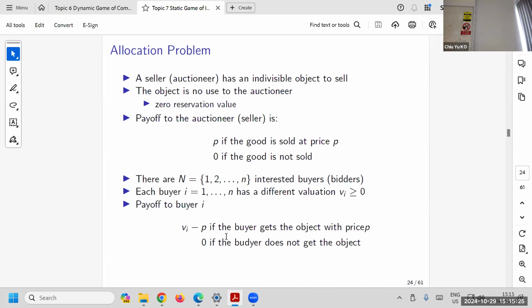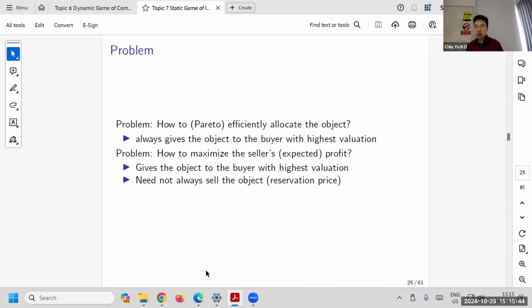There will be M players, and each player has valuation Vi. This Vi is private information drawn from some distribution. And the payoff will be quasi-linear: you take the value minus the price P that you pay, otherwise you get 0. So this is a very standard model. And here's a question, I'll end with this slide.